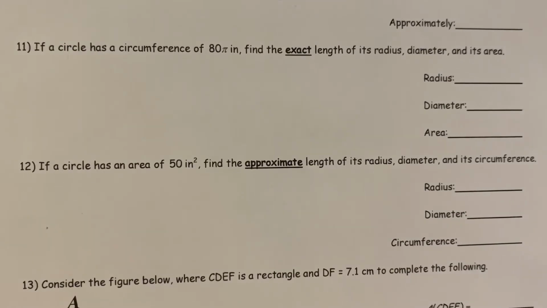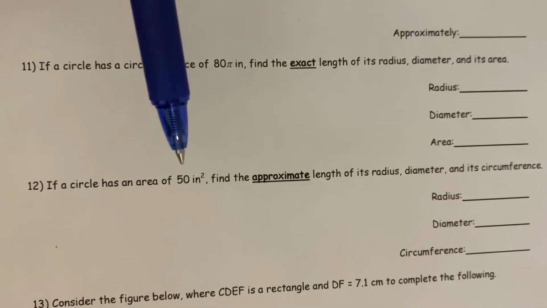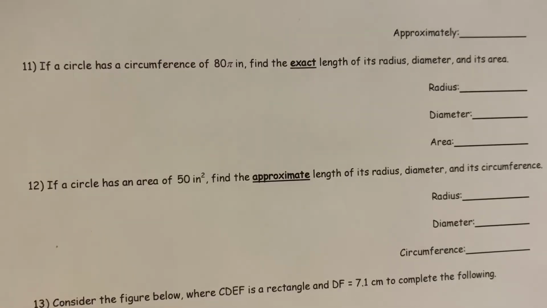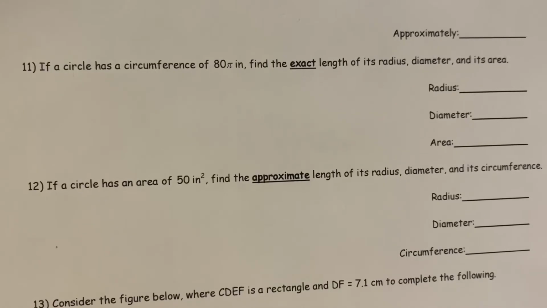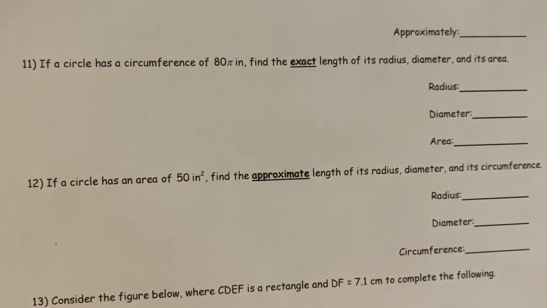One thing I would like to point out for you on this homework before you begin it. In number 11, you are told that your circumference is 80 pi. If you remember back to number 7, that was pretty easy. We had a pi on the top, we had a pi on the bottom. We could just cancel it out. In number 12, the area of this circle is 50 inches squared. There is no pi following this 50, so please watch out for that. It's not going to be just as easy as canceling a pi from the top and bottom in number 12. That's why in number 12, you're asked to find an approximate answer for everything.